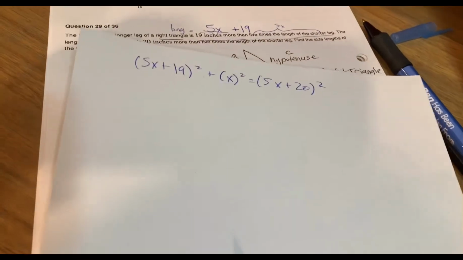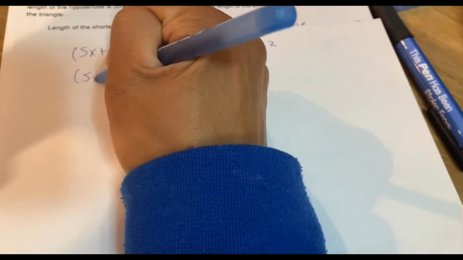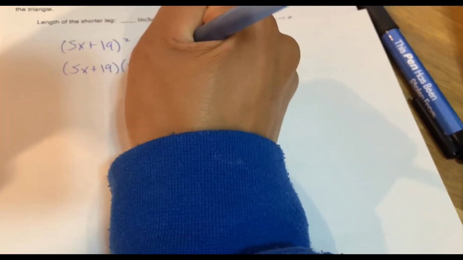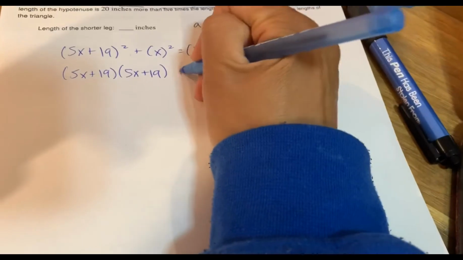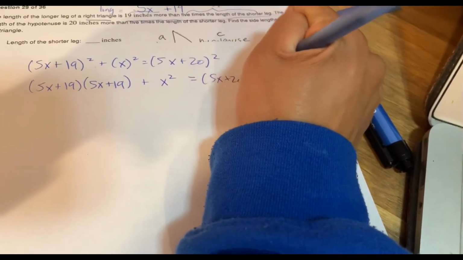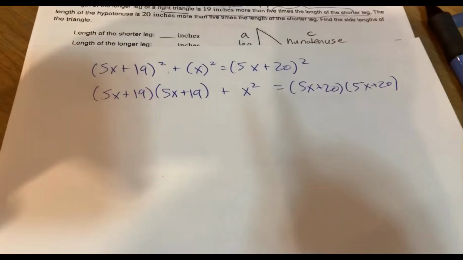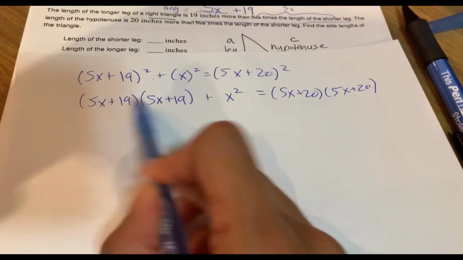All right, so let me just move this up here. So now that I have an equation, I'm going to go ahead and expand it. So when I expand it, I get (5x + 19)(5x + 19), and then plus x² right there, equals (5x + 20)(5x + 20). All right, so it looks kind of scary because there's so much going on, but you guys have the tools to do this because you know how to use your algebra skills, right? So here we're going to FOIL it.